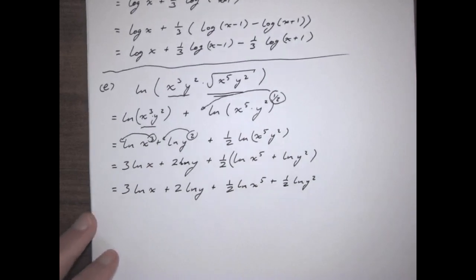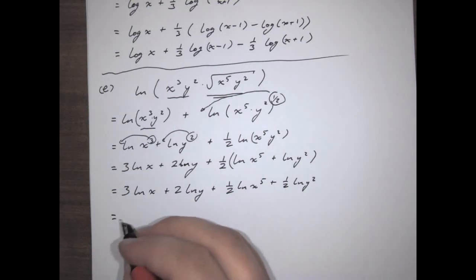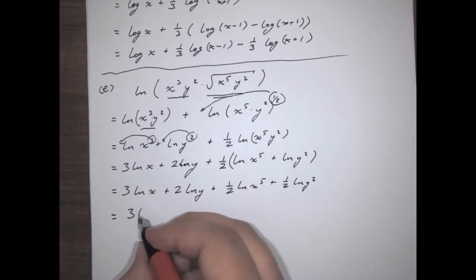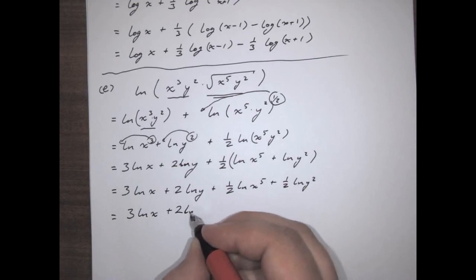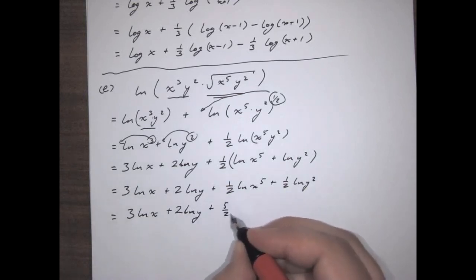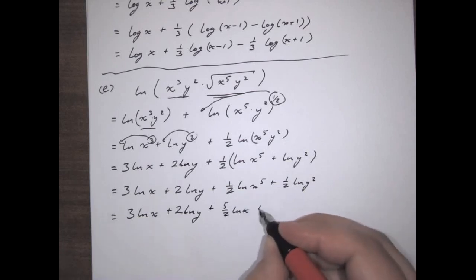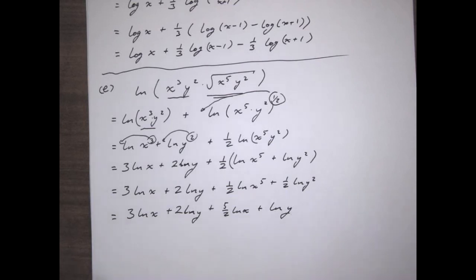And then here we're going to have 3 ln x plus 2 ln y plus 5/2 ln x plus, multiply the 2 and we're just going to end up with ln y.